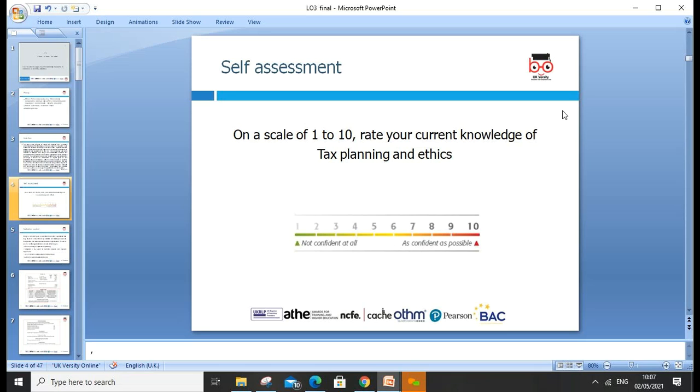So tax planning and ethics, 1 to 10, what do you think? How much do we know? Have we advised clients how they can plan the tax? And we need to deal with it ethically and morally as well, right? Okay, so maybe our current knowledge is somewhere around 4, 5, 6. It's always good to reflect.